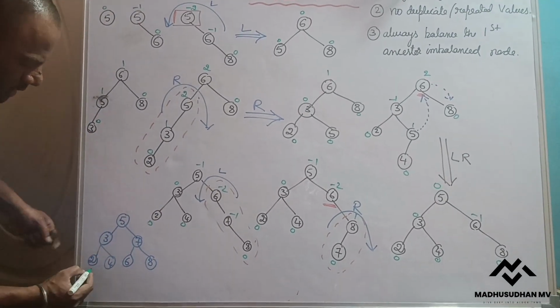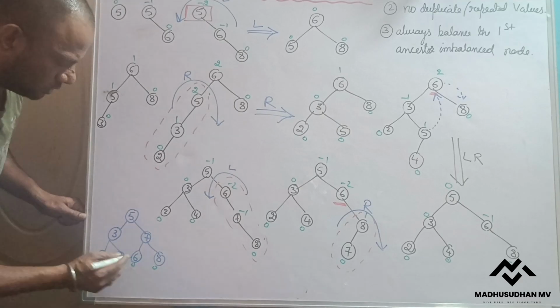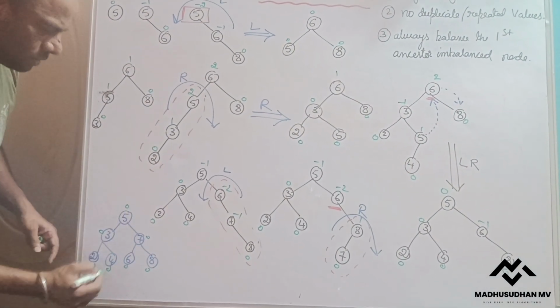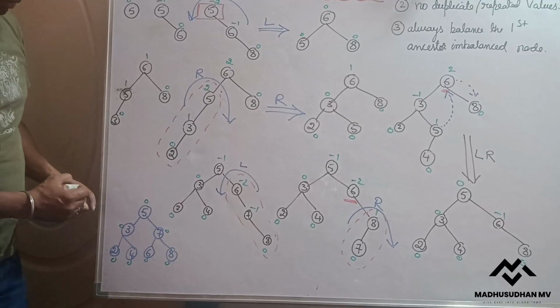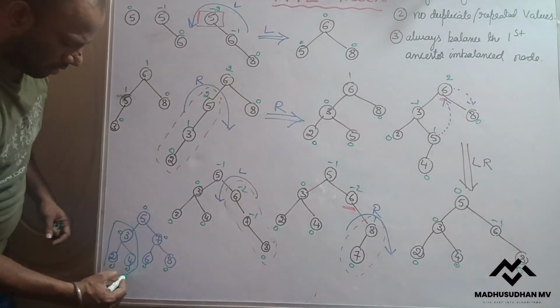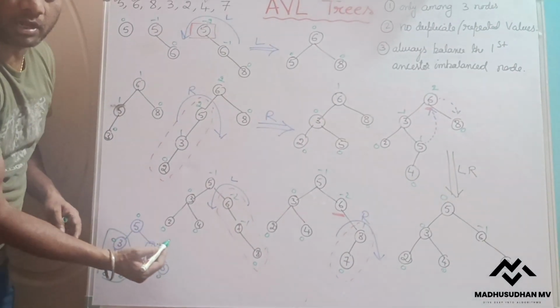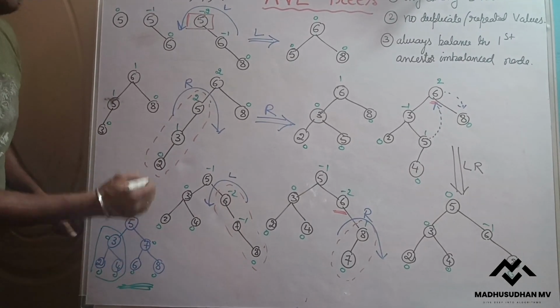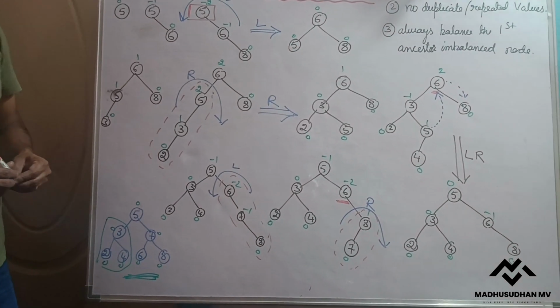You check the balance factor. These are the leaf nodes. All these are 0, 0, 0. This is also 0, 1, 2, 2, 2, 0. Perfectly balanced. So this is my left side tree, all are lesser than. This is the right side tree, all are greater. Both the sides are balanced. So this is my what? AVL trees.